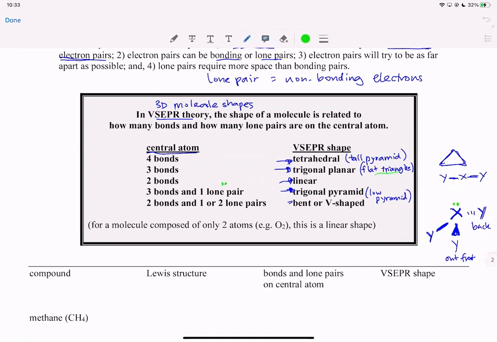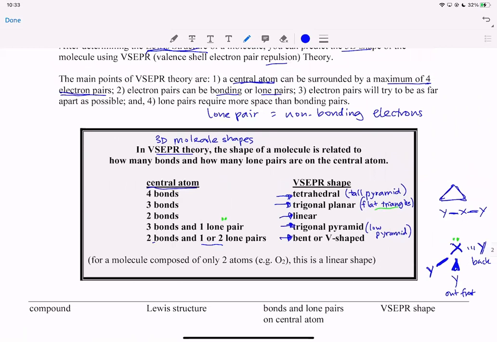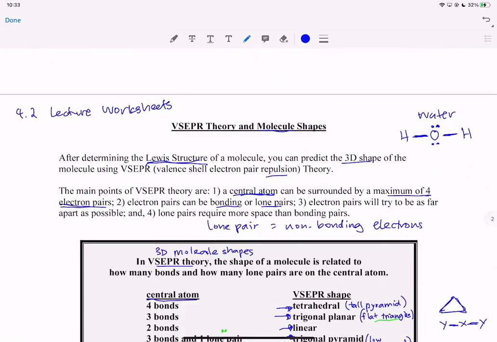Okay, so now let's take a look at this one. When you have 2 bonds and 1 or 2 lone pairs, that's going to be bent or V-shaped. And that's the example of when you have water, this H2O. This is 2 bonds and 2 lone pairs. And that means that this is the bent shape.